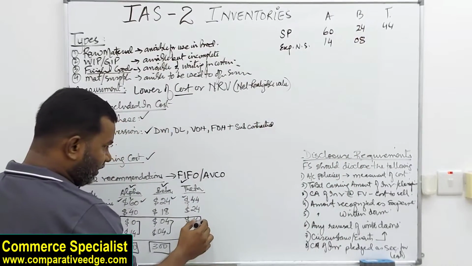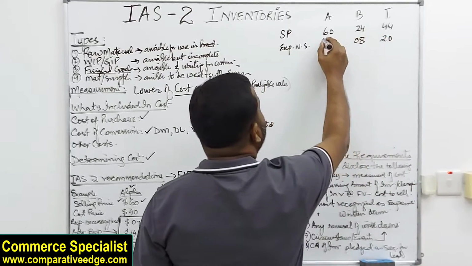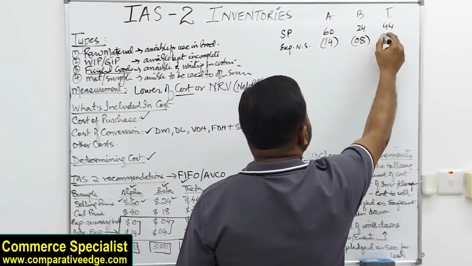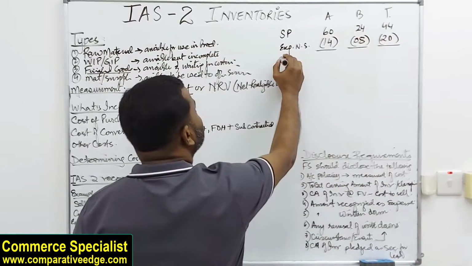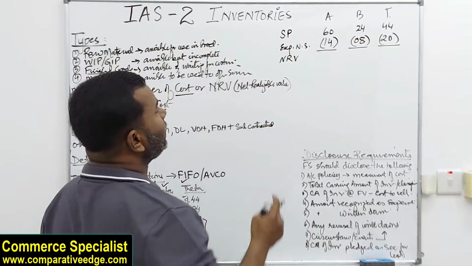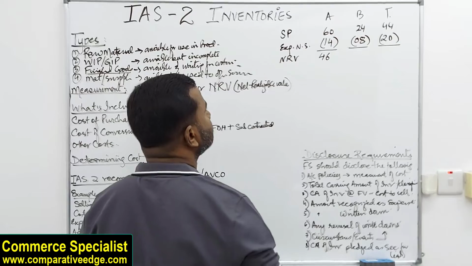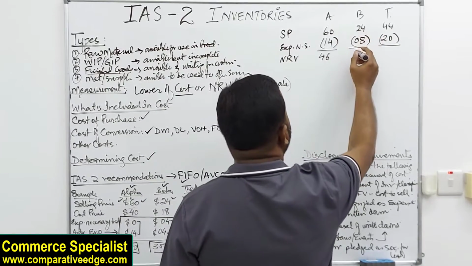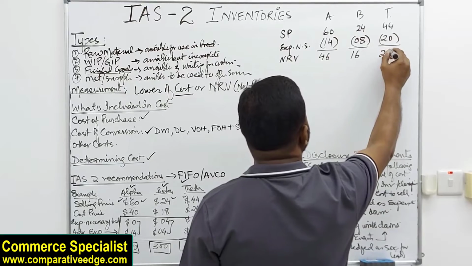And for theta, it is 20. So when I subtract this, I will get the NRV. So 60 minus 14 is 46. 24 minus 8 is 16. 44 minus 20 is 24.